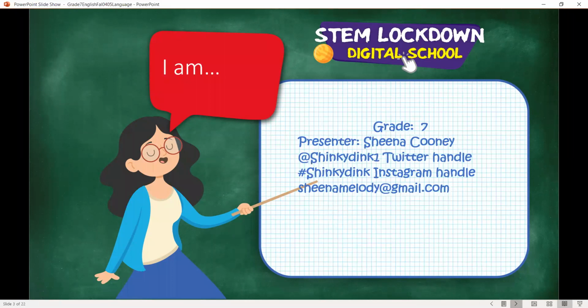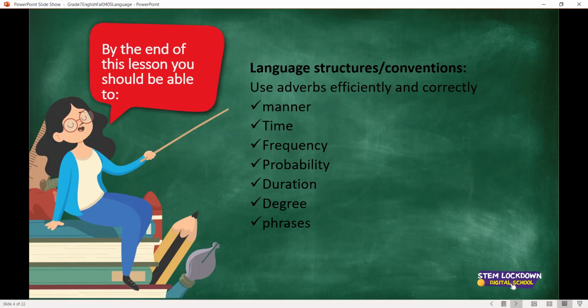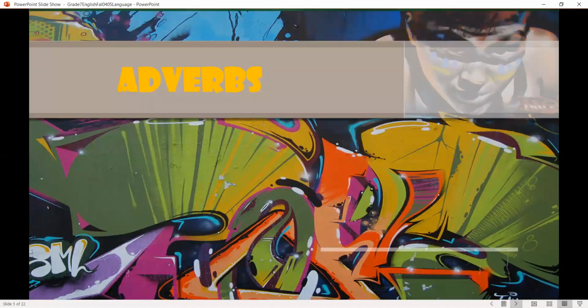Okay, here we go. Right, so today we are going to use adverbs more efficiently and correctly. Yes, remember, there are different kinds of adverbs: manner, time, frequency, probability, duration, degree, and phrases. Very similar to adjectives, no? However, there is a difference. Okay, so now this is the place where we are going to start.